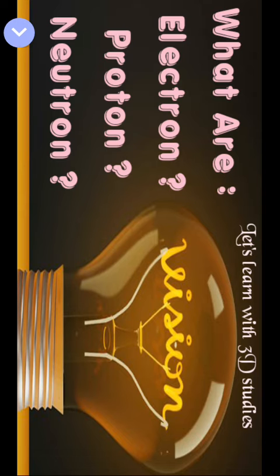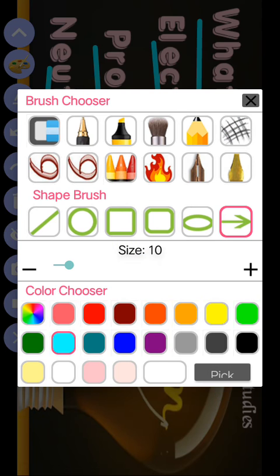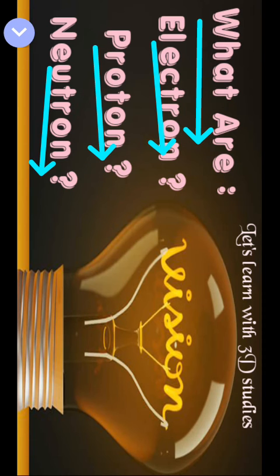So today we are going to study what electrons, protons and neutrons are. And I know when you hear these names, electrons, protons and neutrons, as per the chapter on the structure of the atom for class 9, your mind reacts like these question marks.